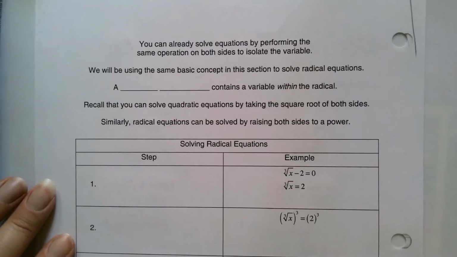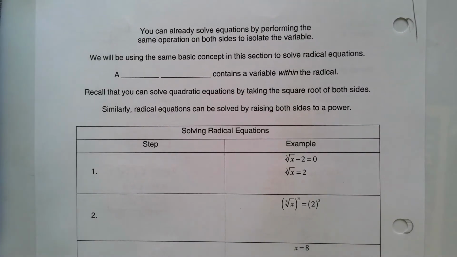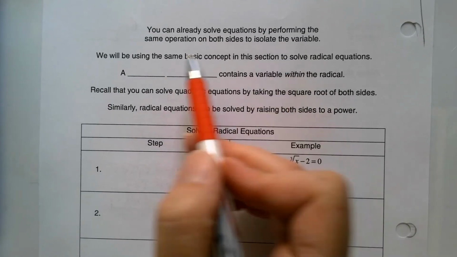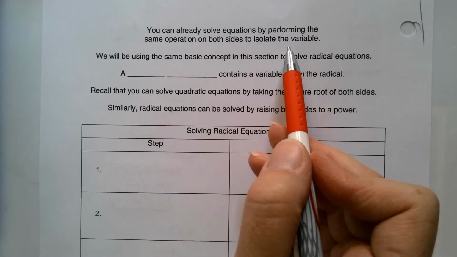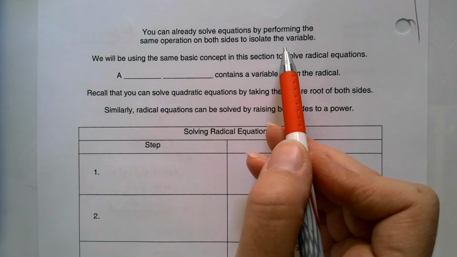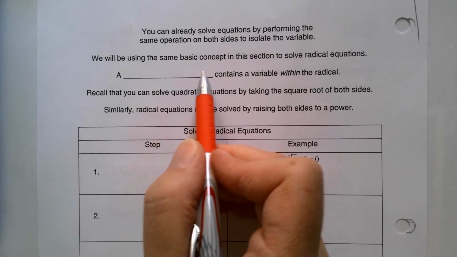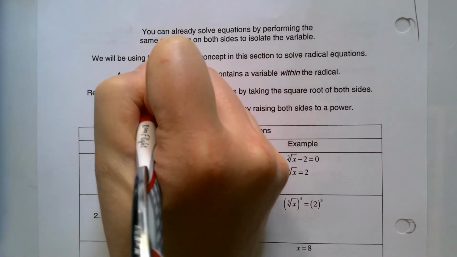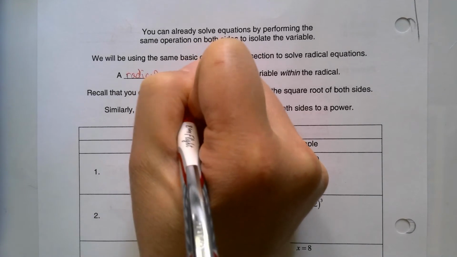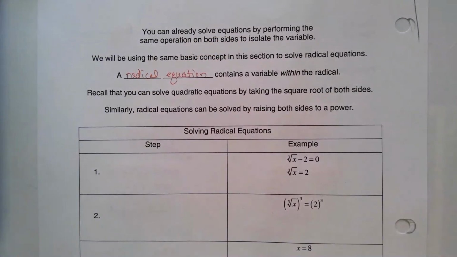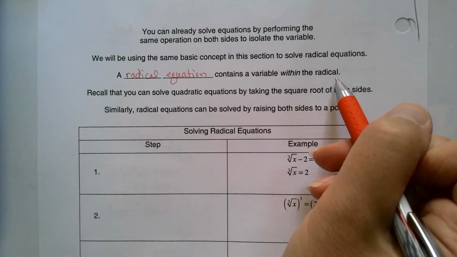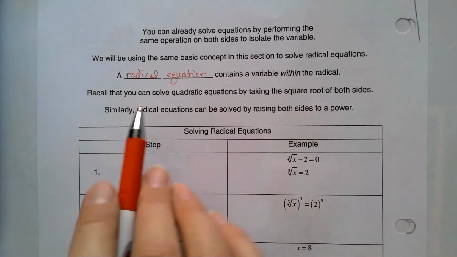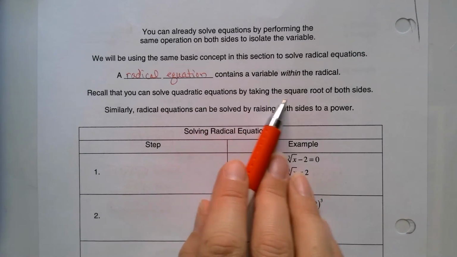All right, so let's dig into our new concepts. That was a full page of review. I just noticed the numbering is off on that, but that is okay. All right, so we can already solve equations by performing the same operations on both sides to isolate the variable. So just using our order of operations backwards and isolating the variable. We can use the same concept to solve radical equations. So a radical equation is simply an equation that has a radical in it or a root in it. Okay? It contains a variable within the radical, and we're solving it. We have an equal sign. That's what's different. Recall you can solve quadratic equations by taking the square root of both sides.